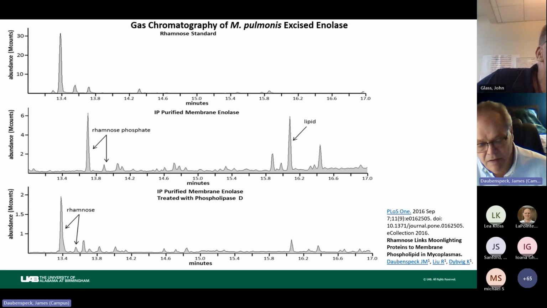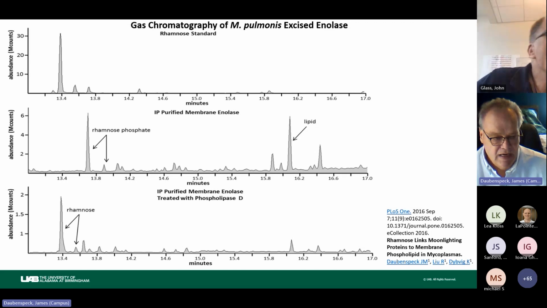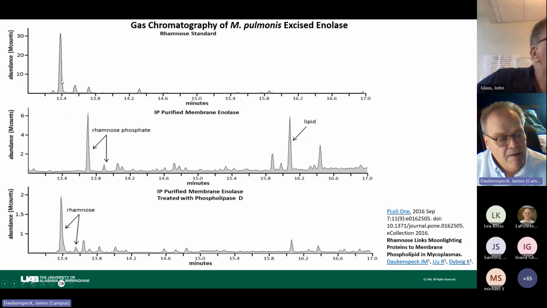So these are gas chromatograms of the M. pulmonis excised enolase, right? So this was IP-purified membrane enolase and IP-purified membrane enolase that was treated with phospholipase D, okay? The very top panel is a rhamnose standard, and that's just commercially available, okay? But in gas chromatography, the shapes of the peaks for each individual sugar are a constant. So that ratio that we see in the standard of one large peak and one small peak and the other two peaks is carried over into any chromatogram that has rhamnose, okay?